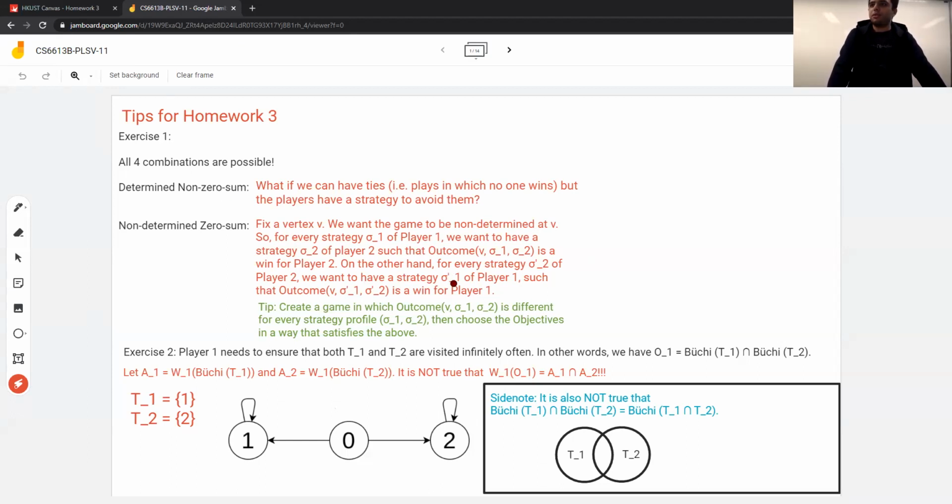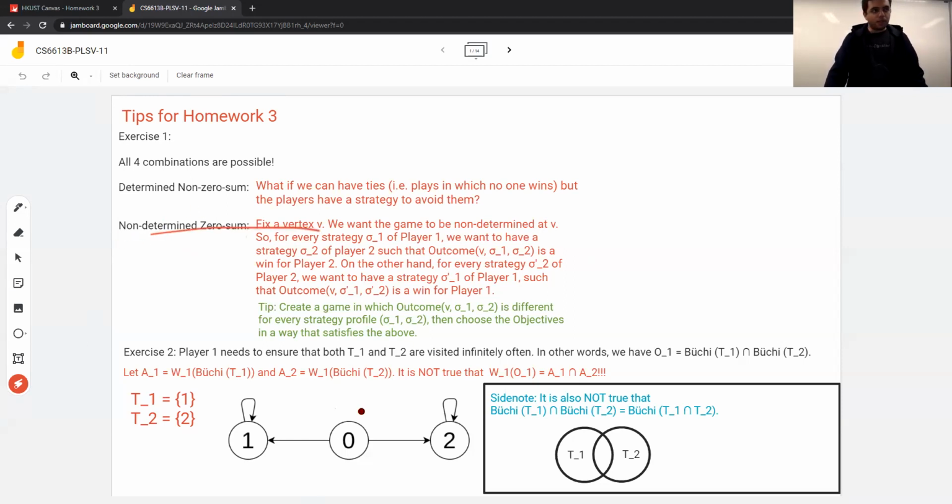Okay. But one other tip that actually helps here is that what you have to do in this exercise is to just come up with an example of a game that is like this, right? And what that means is that you have to come up with an arena with objectives for the two players, and that's it. And then just prove that these things hold.